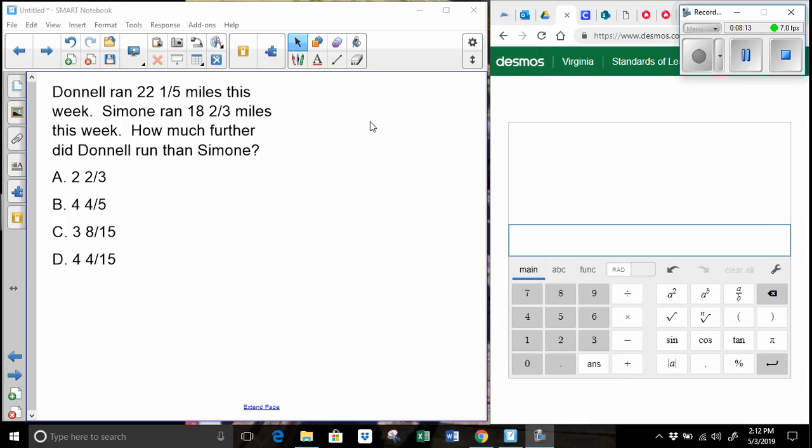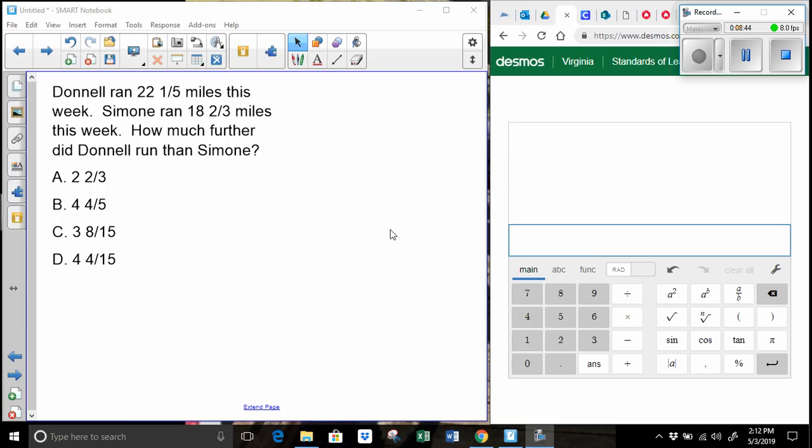For our next application problem, it says Donnell ran 22 1/5 miles this week. Simone ran 18 2/3 miles this week. How much further did Donnell run than Simone? So with this problem, again, you have to know what operation it is that you're going to do. Because it's saying how much further, this is going to be a subtraction problem. And Donnell ran the most, and then Simone ran the least. So we're going to end up doing 22 1/5 minus 18 2/3.